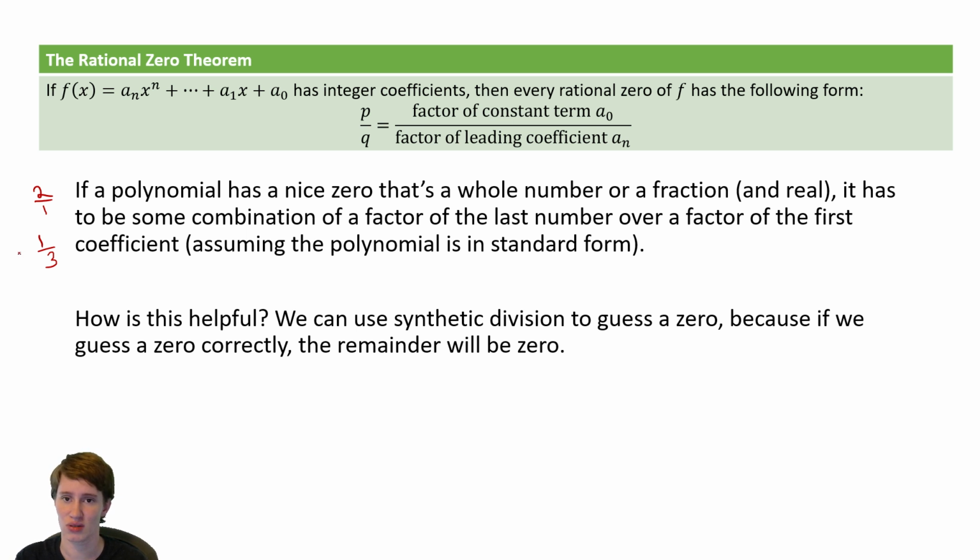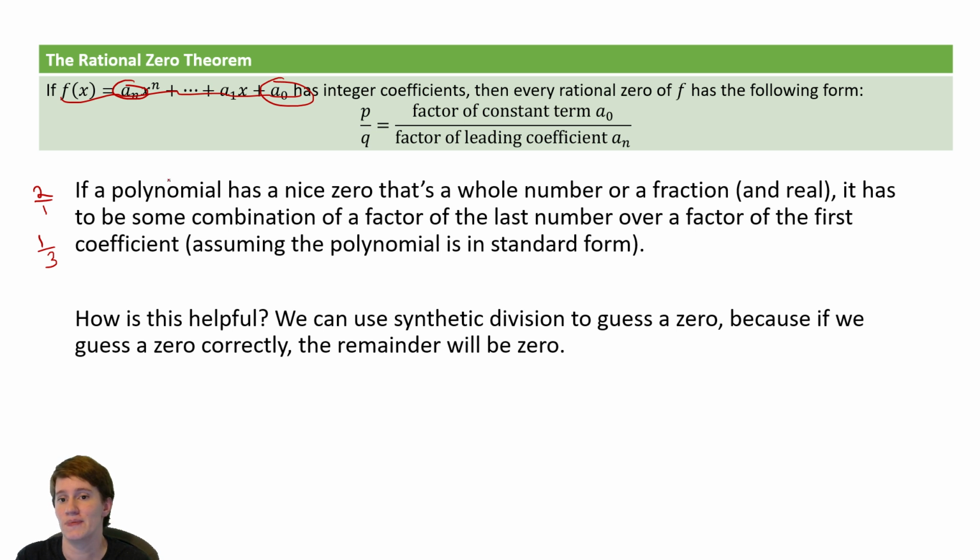What wouldn't be a rational zero would be square roots or imaginary zeros or complex zeros that have an imaginary part. Those wouldn't be a rational zero. So this theorem looks a little intimidating. This is saying if this polynomial that's in standard form has integer coefficients, then every rational zero of it has the following form: p over q, where p is a factor of the constant term a0, which is this right here, and q is a factor of the leading coefficient an, so this right here.